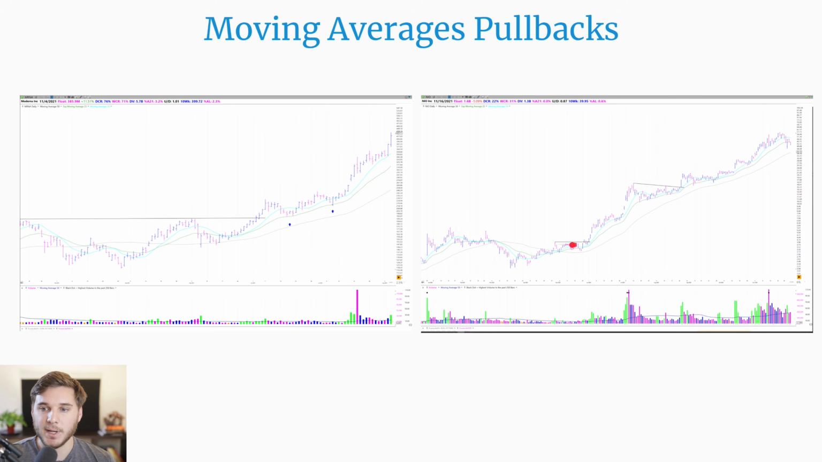For NIO, we had a breakout within the base here, then a nice push off and a respect for the 10-day. And then it really respected the 23 exponential, if you had that up on your screen, and basically didn't close below it until it started its last base here before ultimately rolling over.